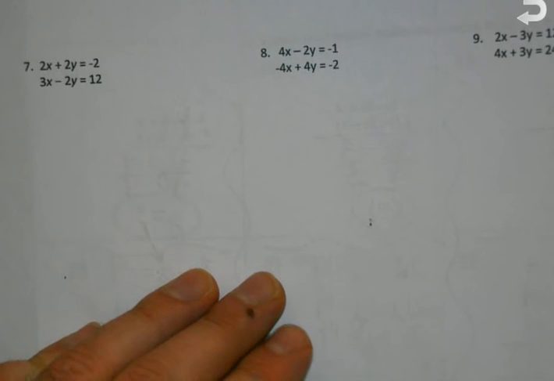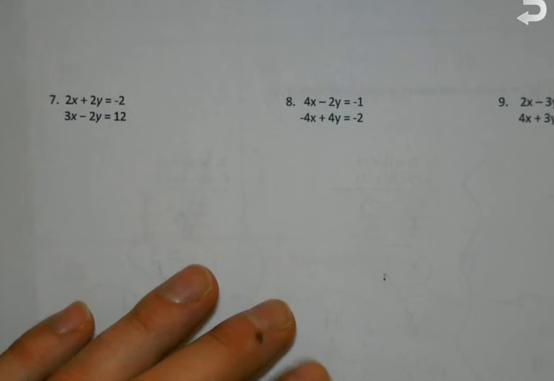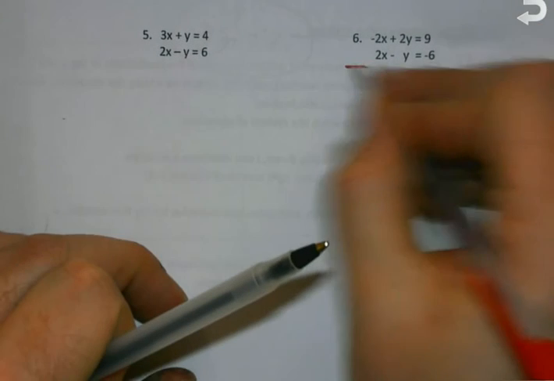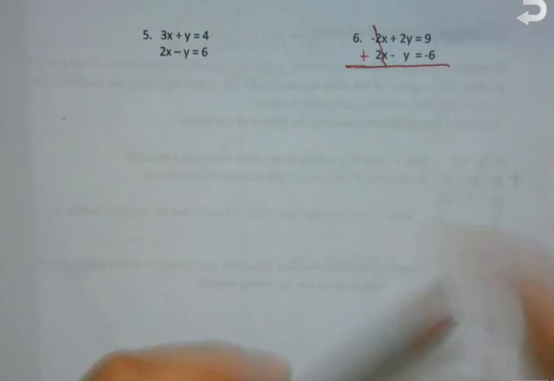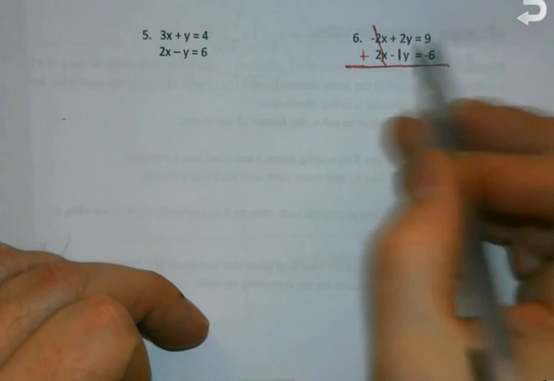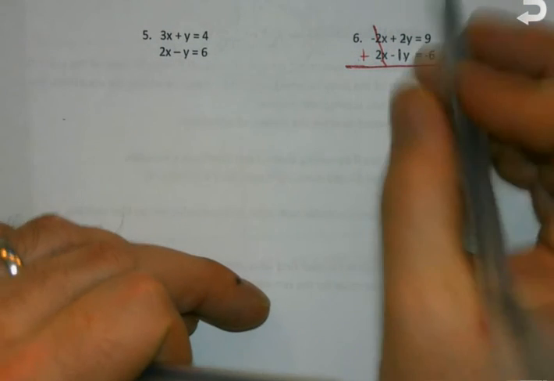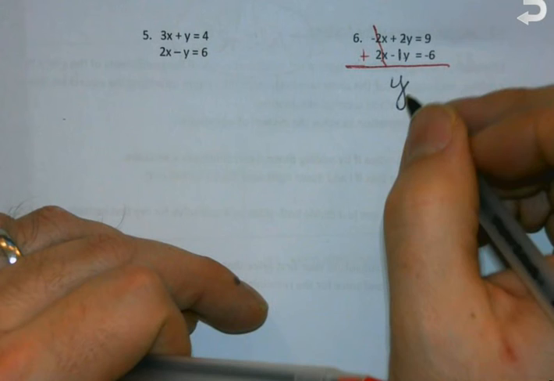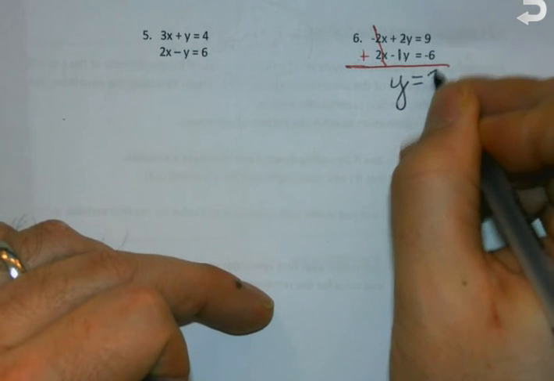Like the ones we were just doing on the front one? Where the x's cancel, we do y? Sure. Let's do number 6 here on the back. So here, when I add down, negative 2 and positive 2 cancel. This is a 1. So 2 plus negative 1, which would be like 2 minus 1, is y. Oh, that's nice. 1y, or just y. And 9 minus 6 is going to be 3.